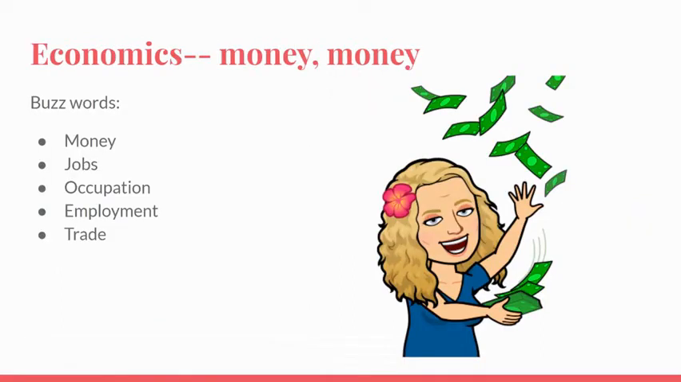The next topic that we talk about with social studies is the idea of economics. So the word I want you to think of when you think of economics is money. You guys know what money is. You know how you have to make money. You make money by getting a job. Another fancy word for job is occupation. We also use the word employment and unemployment when we talk about economics.